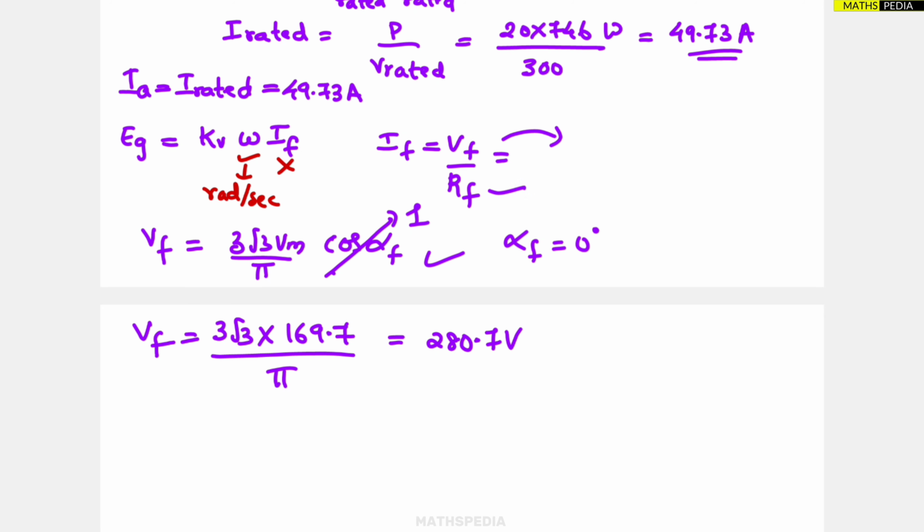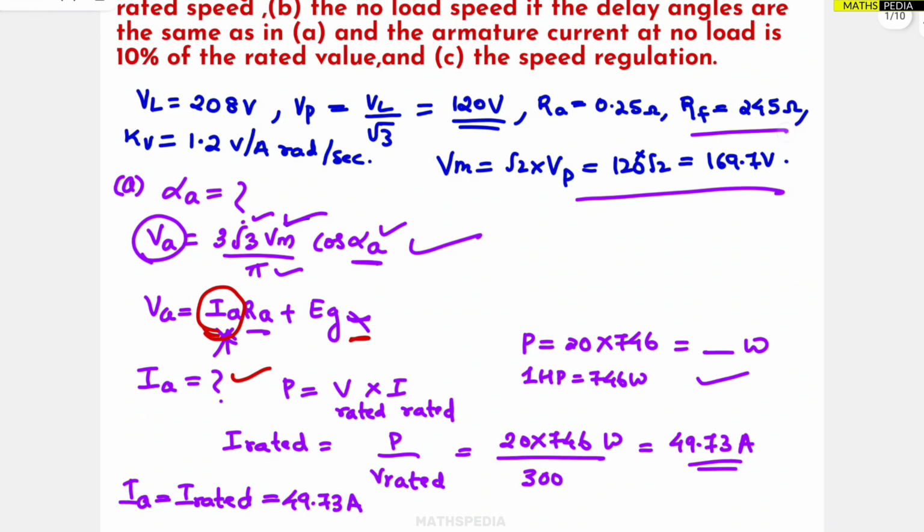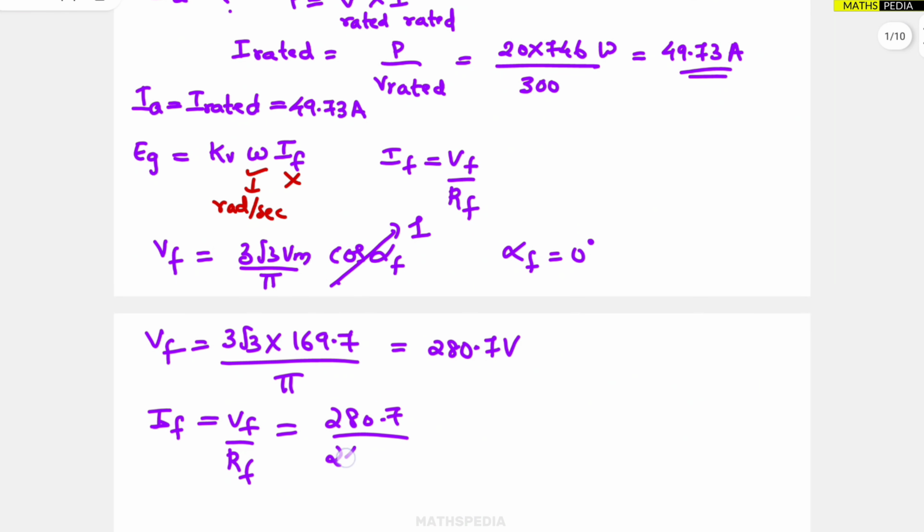Now I have to find out IF. So IF is equal to VF by RF. VF is 280.7. RF is given in the question. The field resistance is 245 ohm. So you will be getting the answer as 1.146 amperes. IF is done.